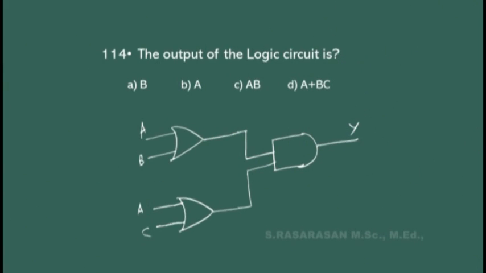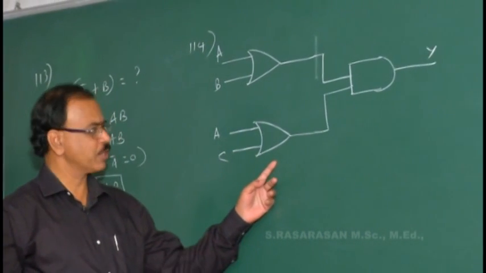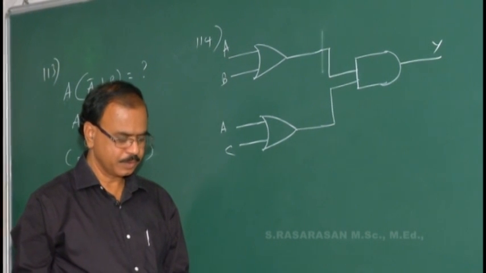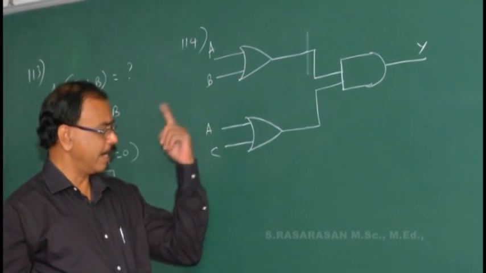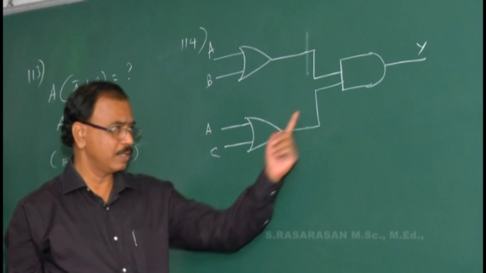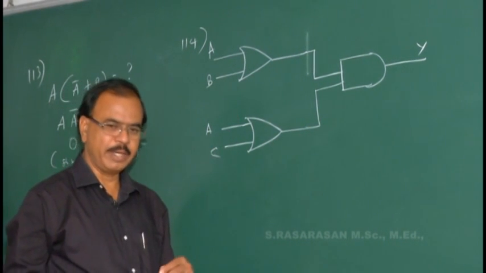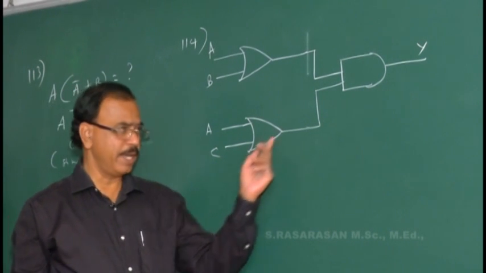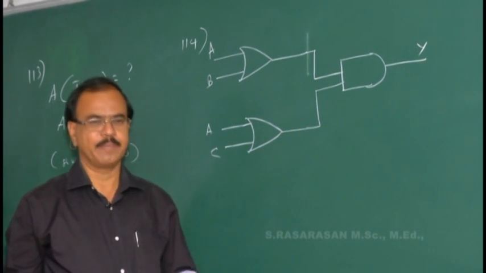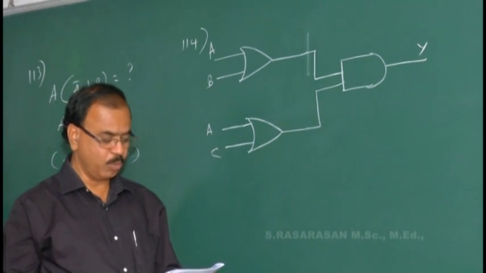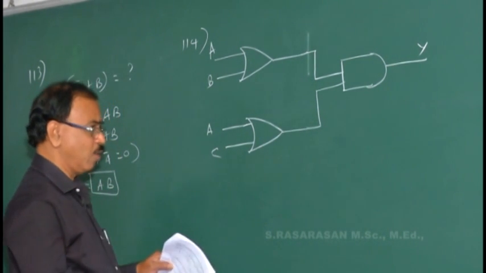Next, 114. The output of the logic circuit is dash. This is the logic circuit given. OR gate, AND gate. OR function A or B, OR function A or B, AND function A and B. The output of this logic circuit Y is equal to how much?